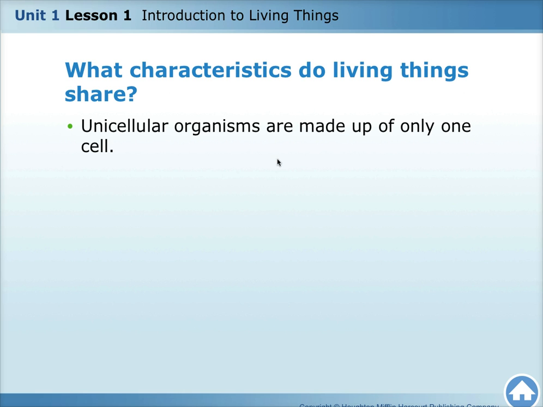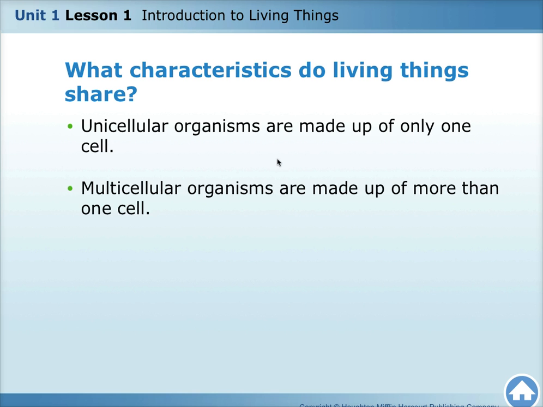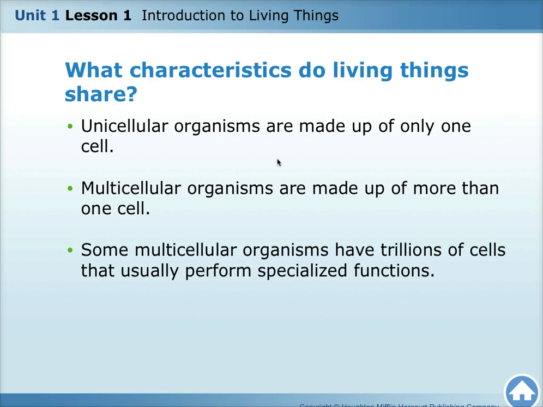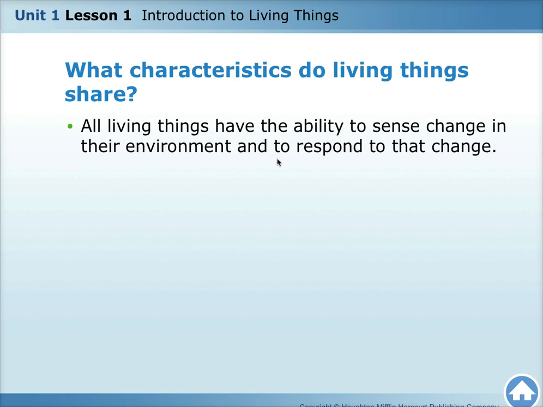Unicellular or one-celled organisms are made up of only one cell. Multicellular organisms are made up of more than one cell. Some multicellular organisms have trillions of cells that usually perform specialized functions. Humans are one of these multicellular organisms.